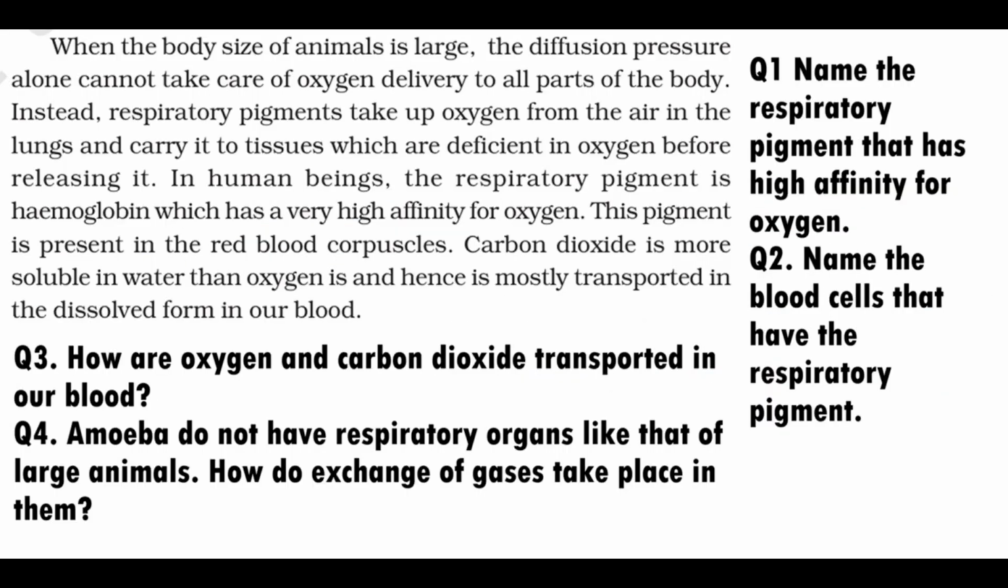Now from this paragraph we can get questions like these. First is: name the respiratory pigment that has high affinity for oxygen. So the respiratory pigment will be hemoglobin. Name the blood cells that have the respiratory pigment. The blood cells that have the respiratory pigment in our body are RBCs, that is red blood cells or red blood corpuscles. So that will be the answer.